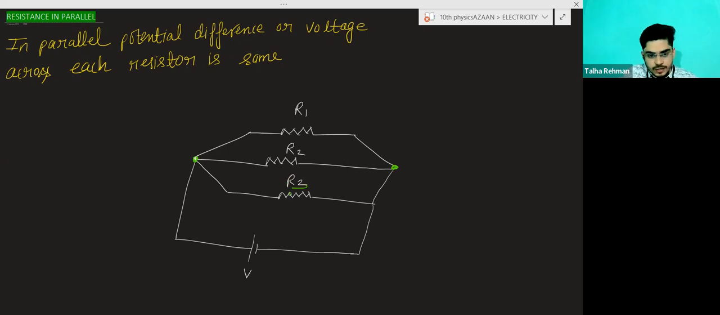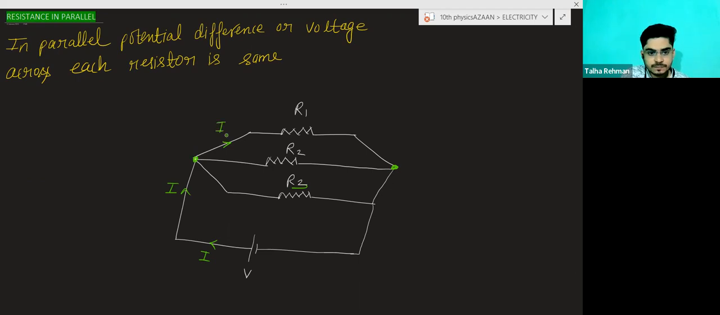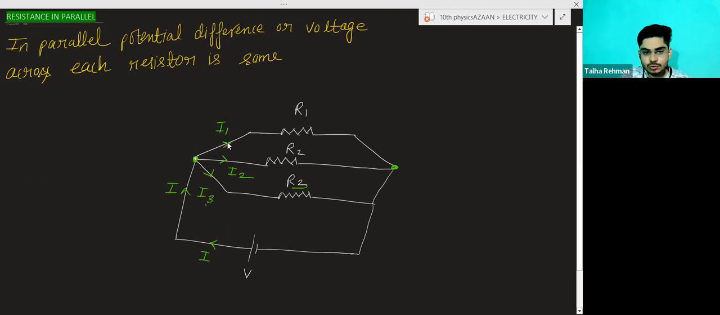Okay. Now, this is a junction point. Current will flow like this. Suppose I current is flowing like this. This is the junction point, and here are three branches. So, current will be divided through each branch. From this I current, I1 current will go here, I2 current will go here, and I3 current will go here. I1 current is going in R1, I2 current is going in R2, I3 current is going in R3.